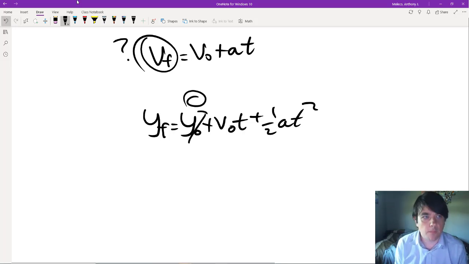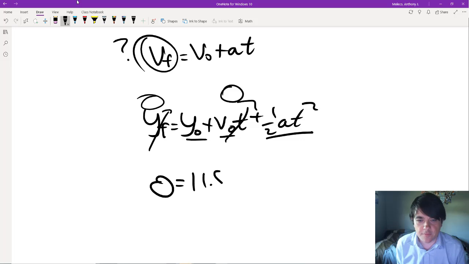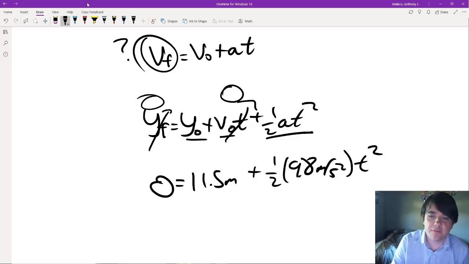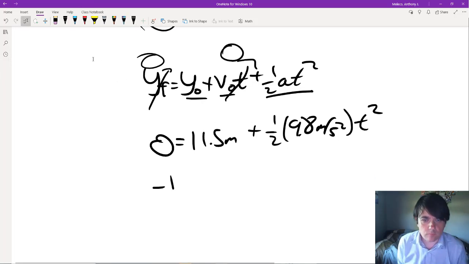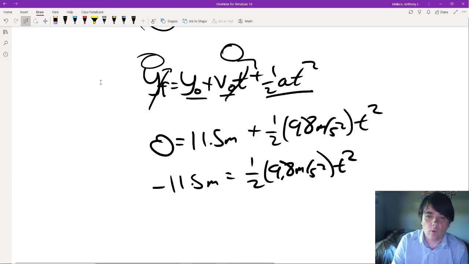This guy is 0. This guy's 11.5. This is our 0. And these are our values. So we have 0 equals 11.5 meters plus 1/2, 9.8. Remember, it's positive because we decided down was positive. T squared, we're solving for time. Multiply this over.